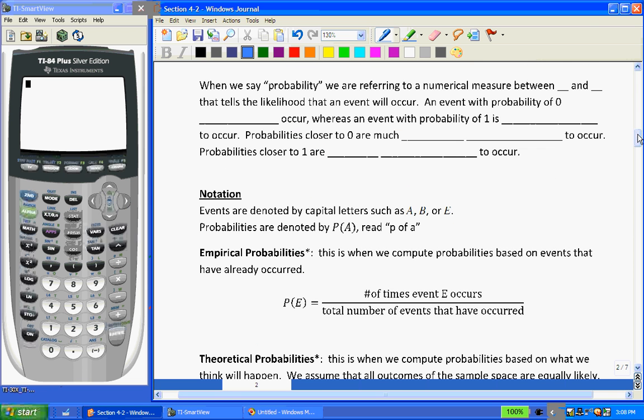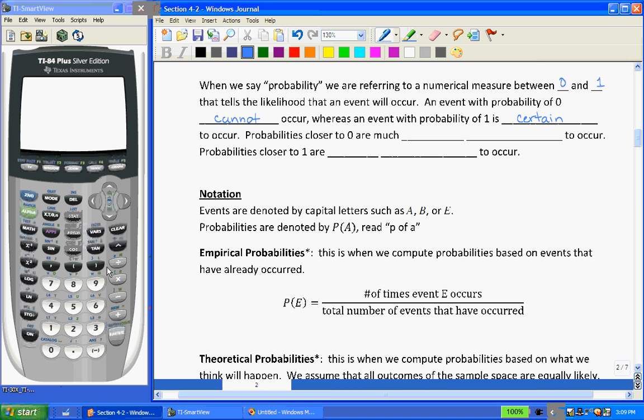Okay. When we say probability, we are referring to a numerical measure between 0 and 1 that tells the likelihood that an event will occur. So no matter what, all your probabilities have to be between 0 and 1. They can't be less than 0, meaning they cannot be negative, and they cannot be larger than 1. An event with probability of 0 cannot occur. Completely impossible, at least in the sample space that you're referring to. Whereas an event with a probability of 1 is certain to occur.